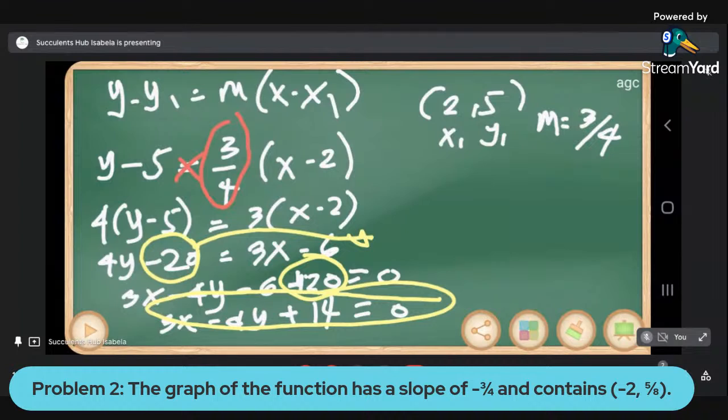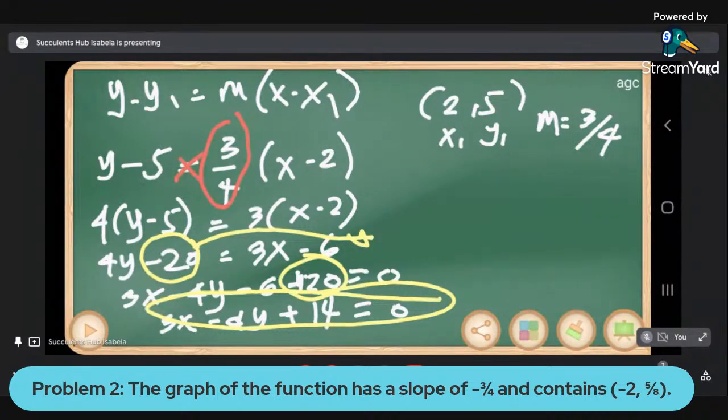So it should not have fractions in our final answer. Or you can simplify that by multiplying. It should have an equal to 0, Christina, because we're talking about an equation. So it should be 3x plus 4y plus 7 halves equals 0.